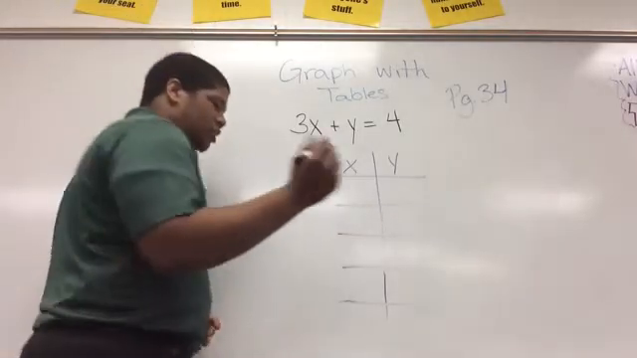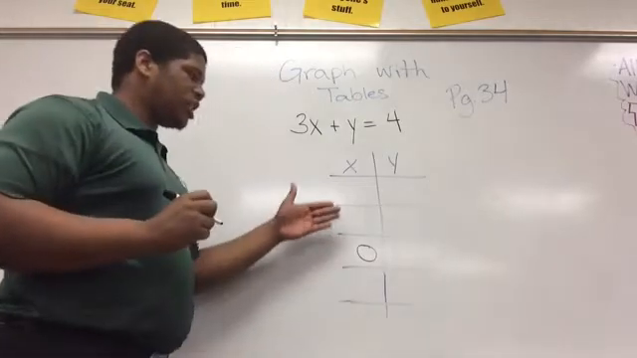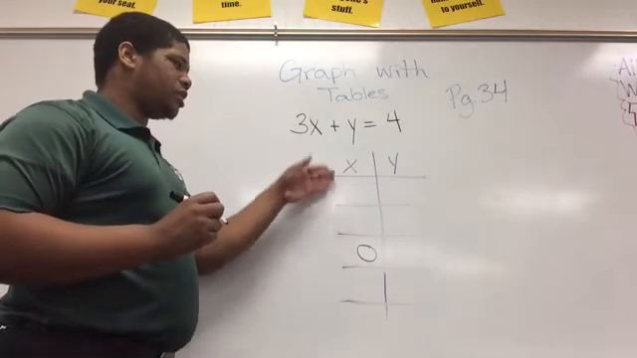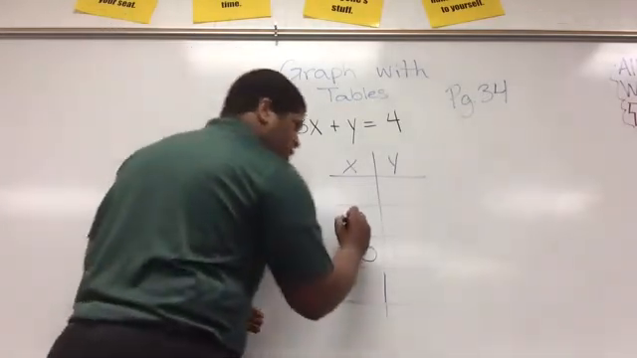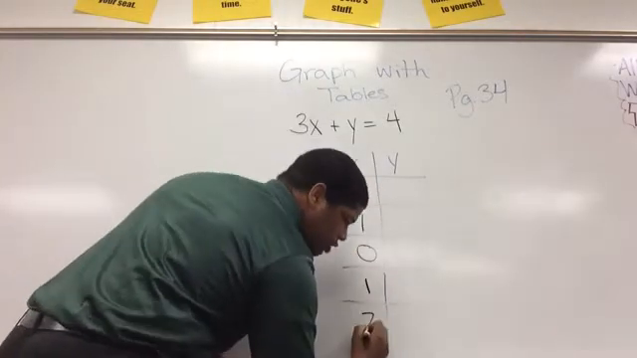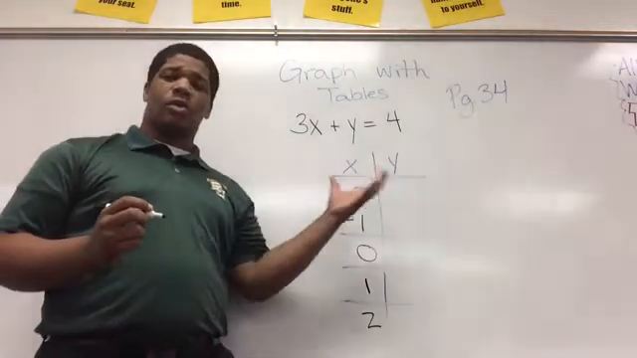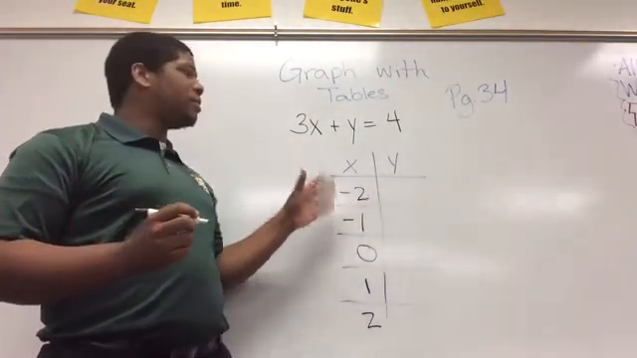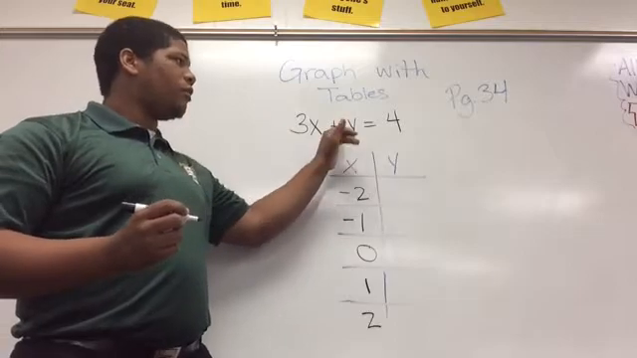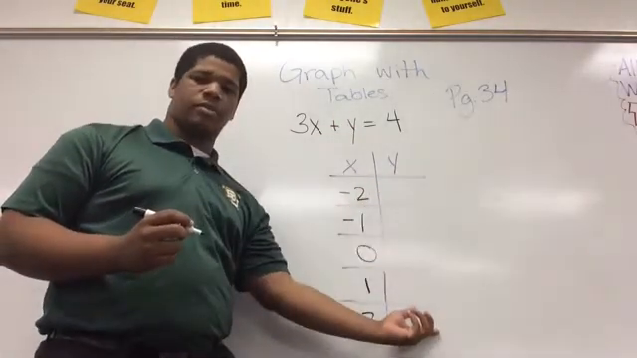What I like to do is I like to start with 0, and I'm going to put it in the middle of my table. And then I'm just going to take numbers starting with 0 and just go up and down. I'm going to fill -1 in here and -2 there, and then 1 and 2 on this side. So now, what I'm going to do with these numbers is I'm going to plug them into my equation and solve for y, because I want to figure out what my y's are over here.